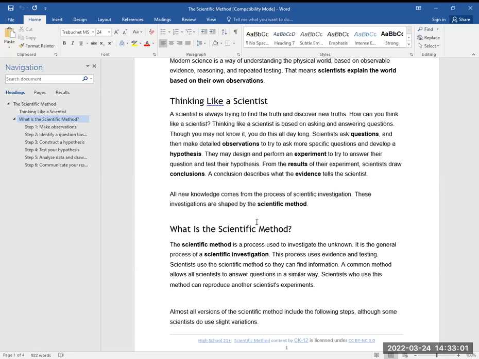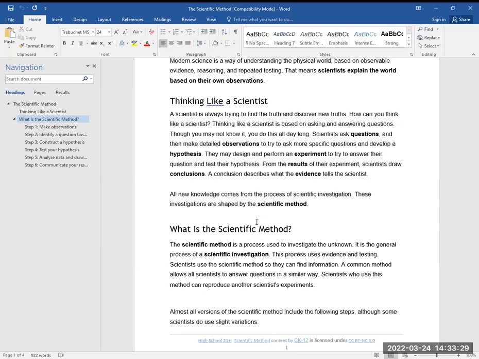So from the results of their experiments, scientists draw conclusions, right? Conclusions are what they think at the end, and a conclusion describes what the evidence tells the scientists. So they don't just go off the top of their head, they ask questions, they do an experiment, and based on the result, they have an answer and they share that answer through the conclusion. So all knowledge comes from the process of scientific investigation.